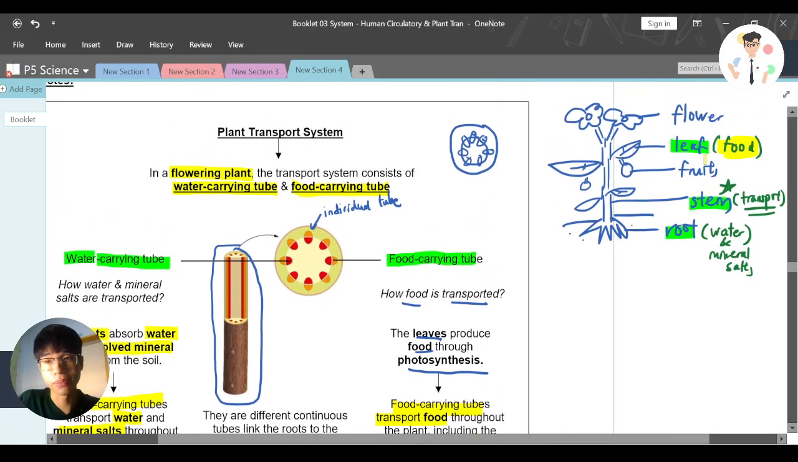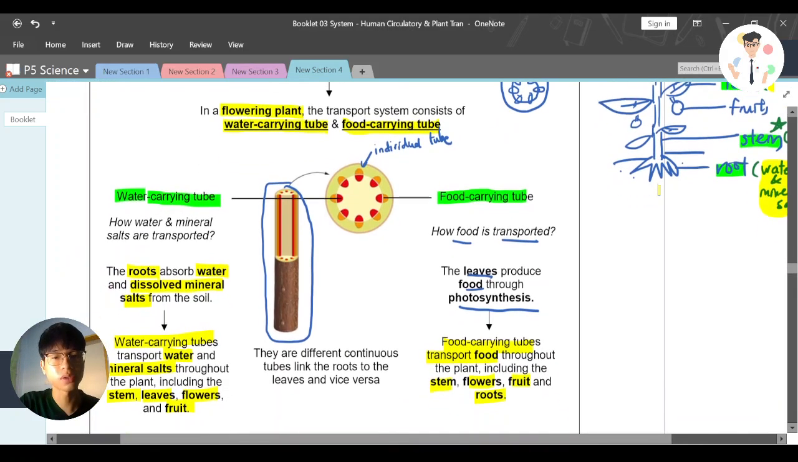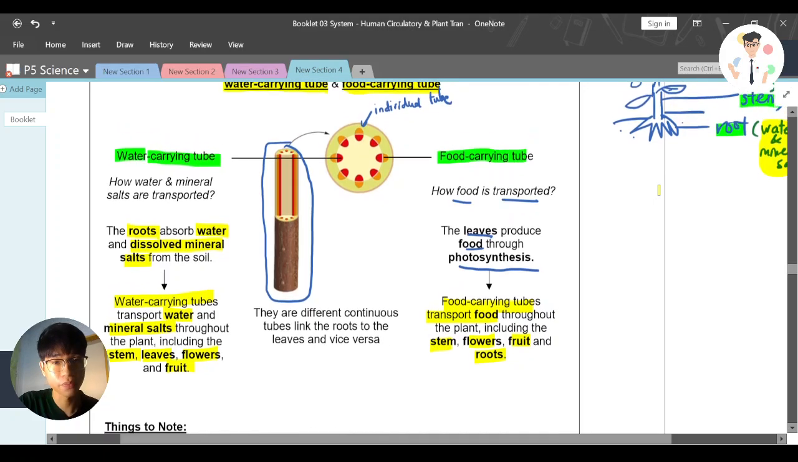Again, you have this diagram. Roots absorb water and mineral salt, and the four other parts don't have. So it will transport to them through the water carrying tube. Simple, right? So that's basically the whole idea here.